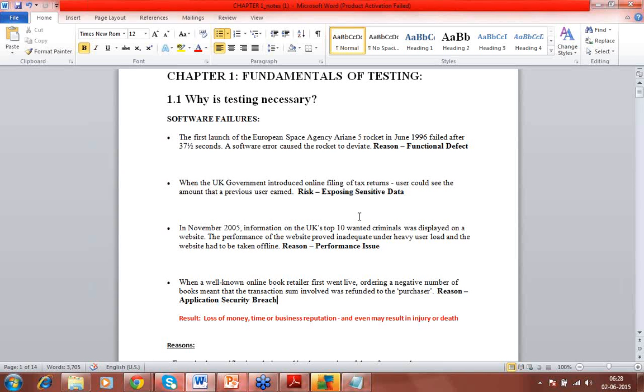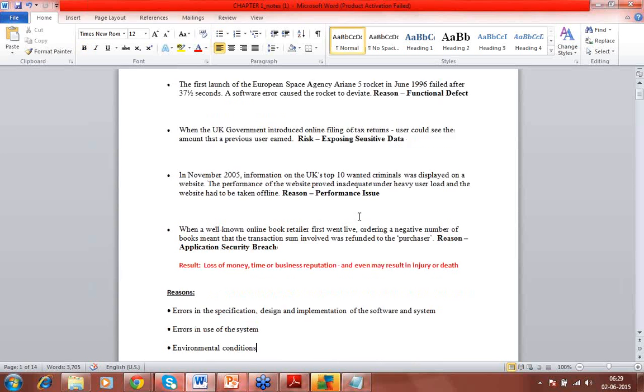The second, third, and fourth examples are kind of okay. They can fix those problems as soon as possible. They can get it back. Of course, there is a bad reputation for the companies, but think about a healthcare application. That will definitely involve the life of a person, which is much more highly involved in risk compared to the other examples. What was the result of all these things? Loss of money, time, business reputation as you all said, and it may even result in injury or death in the case of the first example. That is the most important, because that involves the life of a person.